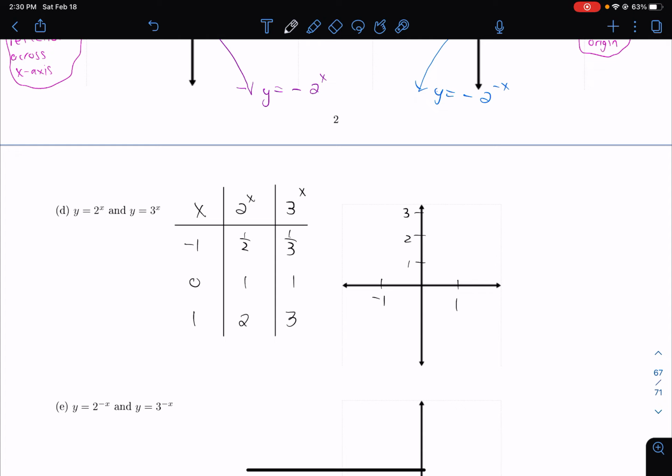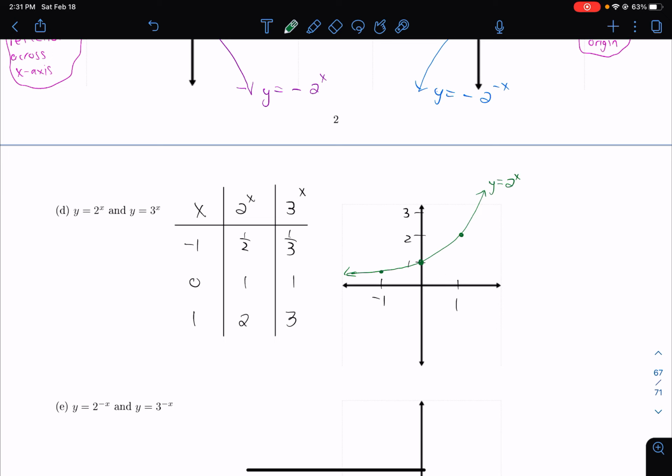Okay, so let me draw the graph of y equals 2 to the x first. When x is 0, y is 1. When x is 1, y is 2. When x is -1, the y value is 1/2. So if we connect these, we are getting a graph that is looking like this. That is our graph of y equals 2 to the x power.